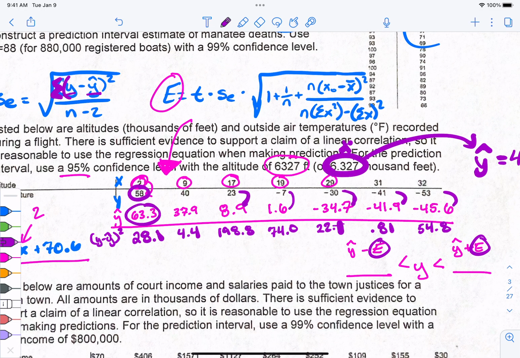Okay, now we need the sum of all of those for this top number. So, somebody add those all together. Somebody else figure out what n is. N is how much? Alright, what's our top number? All of those added together. The total is 383. 383? That's what I got. 383.01? Yep. Okay, perfect.